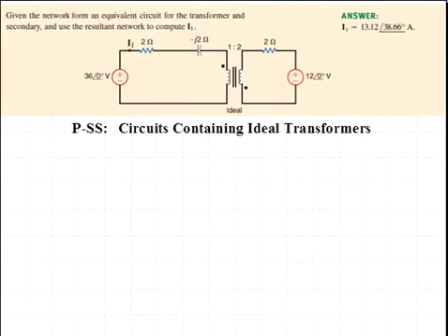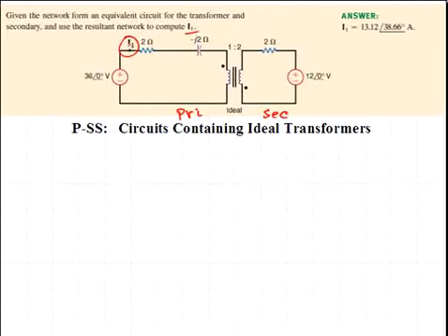This is Learning Assessment Problem 10.15. The problem-solving strategy here is that of circuits containing ideal transformers. We have a network here containing a transformer, and we'll label the left side as the primary of that transformer, the right side as the secondary of the transformer. And we are requested to determine the current I1, which is circulating in the left-hand loop in the circuit.